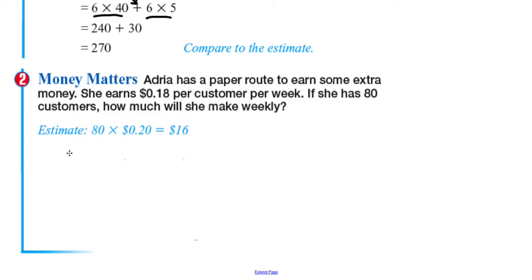Okay, and let's use the distributive property. 80 times 0.18 is the same as 80 times the quantity 0.1 plus 0.08, because if you add 0.1 plus 0.08, you end up with 0.18. Now it's easier to solve. Why? Because we now distribute the 80 to 0.1 and to 0.08, so 80 times 0.1 plus 80 times 0.08.